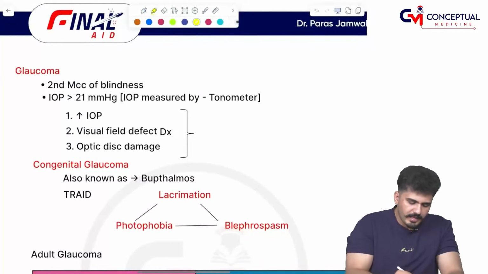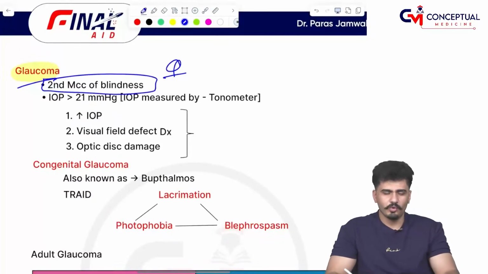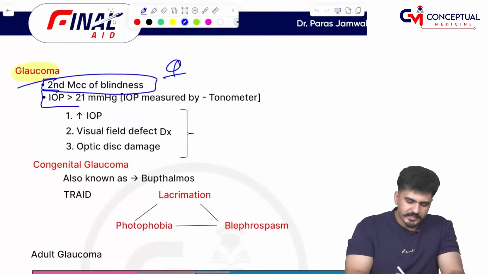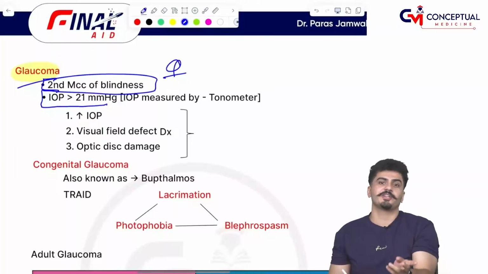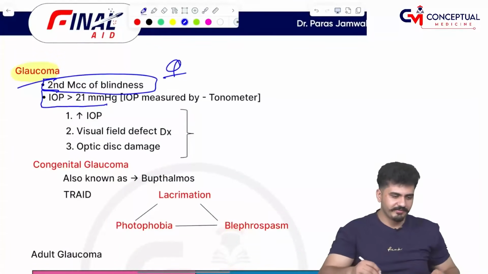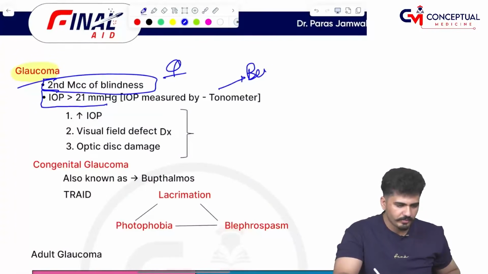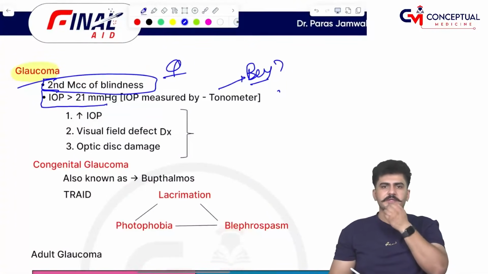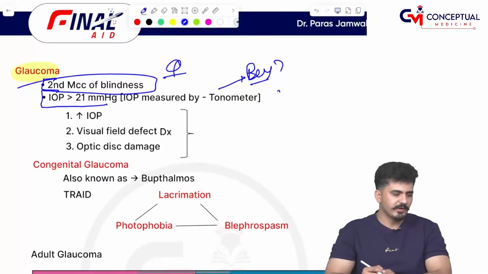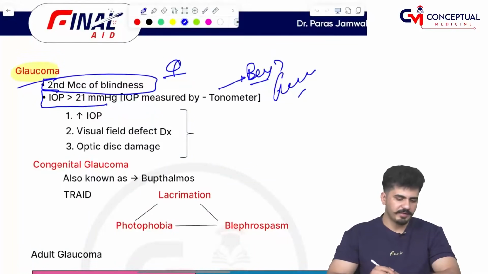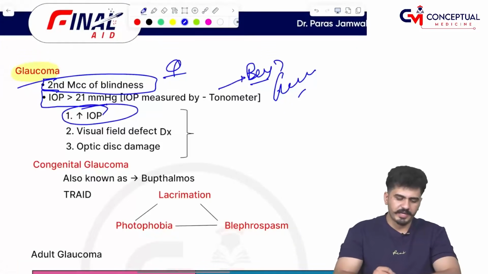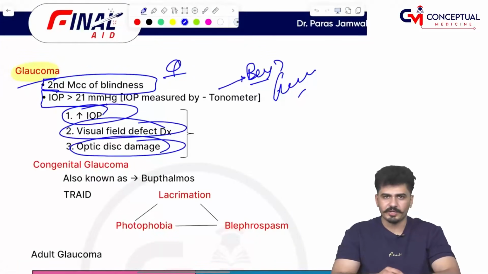Glaucoma is the second most common cause of blindness. It is when intraocular pressure is more than 21 mm of Hg, measured with the help of a tonometer. Now my question is, my dear friends: which is the best tonometer? Answer in the chat box. The answer is Goldmann applanation. Very good. What happens? Intraocular pressure is high, visual defect occurs, and optic disc damage begins.